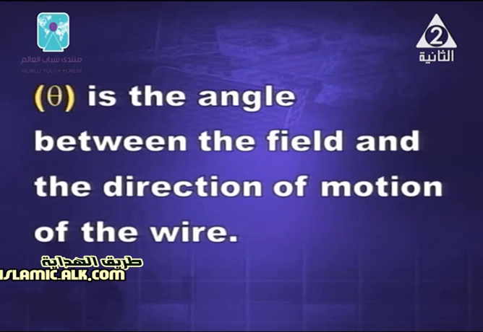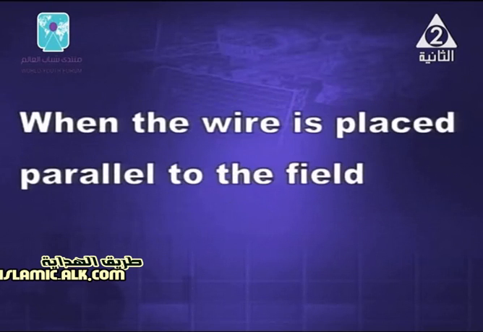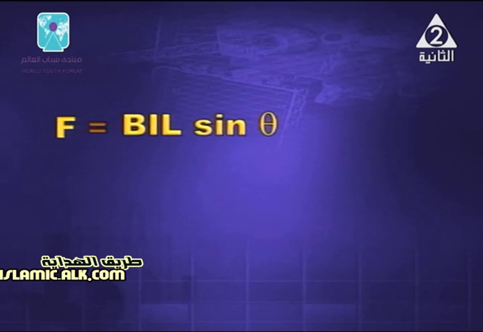When is the force of a magnetic field on a current carrying wire 0? Let me explain the question. We've got a straight wire, it is current carrying, and it is placed in a magnetic field, but no force acts on it. It happens also when the wire is placed parallel to the field. Force is determined from the expression B I L sine theta. Force equals 0 when theta equals 0.